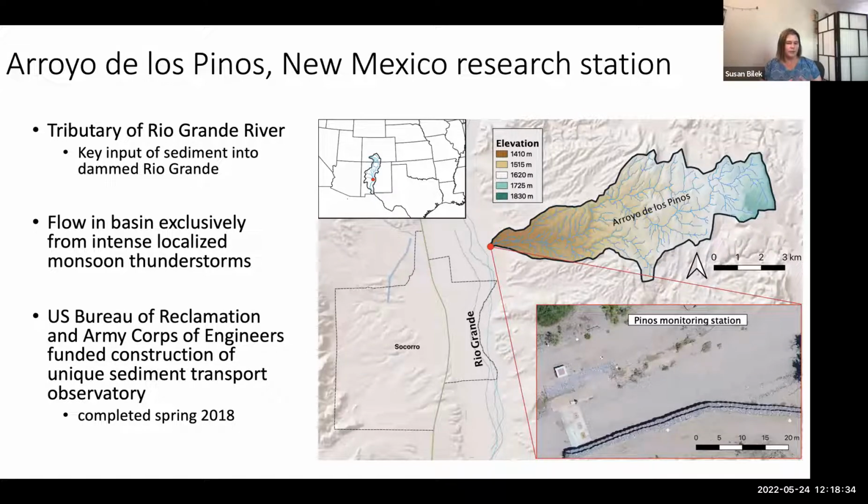And because of that importance, the US Bureau of Reclamation and the Army Corps of Engineers funded the construction of a state-of-the-art sediment transport observatory near the outlet of this tributary. So in the map here, we have the Rio Grande. The shaded area is our Arroyo de los Pinos Basin. And we're going to look in detail at what is located at this red dot, which is our main outlet monitoring station. And there's an image of that monitoring station here. And so we're going to focus on this little area that's in the yellow box next.